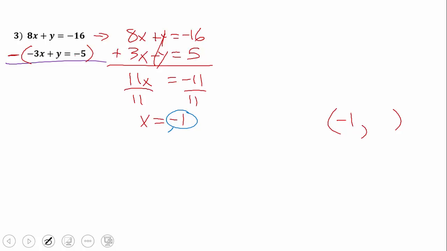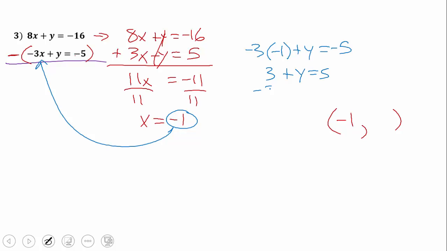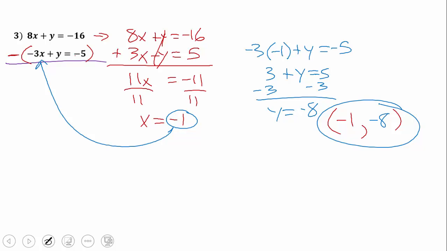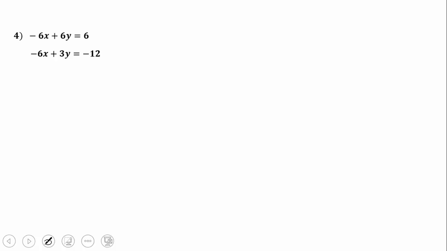So I'm going to plug it right in here. I'm going to say that negative 3 times negative 1 plus y equals negative 5. And now I do the math. Well, negative 3 times negative 1 is positive 3. Plus y equals negative 5. Subtracting 3 from both sides, y equals negative 8. Done. Negative 1, negative 8 is our ordered pair solution.